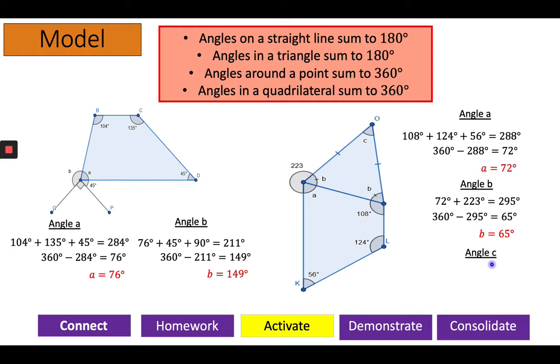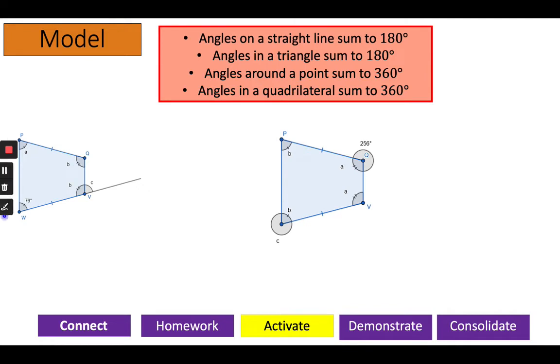To find angle C, it is our non-base angle in an isosceles triangle. So we have to double our base angle of 65 degrees and we get 130 degrees. We then subtract that from 180 degrees because it is a triangle and we get 50 degrees. So angle C is equal to 50 degrees.